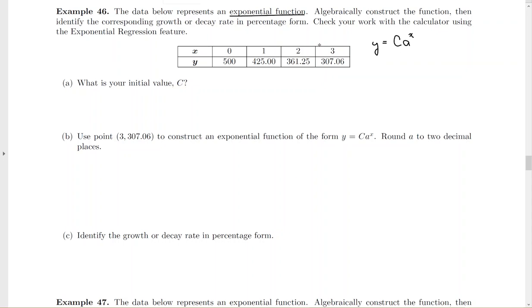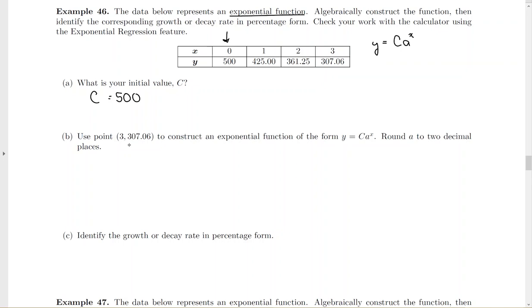Remember, the initial value isn't just the first value you see necessarily, but it is the one where x equals 0. So if this had been a -1, we'd be looking for where x is equal to 0. That would be our initial point. In this case, our initial value is 500. So that's going to be our C value.